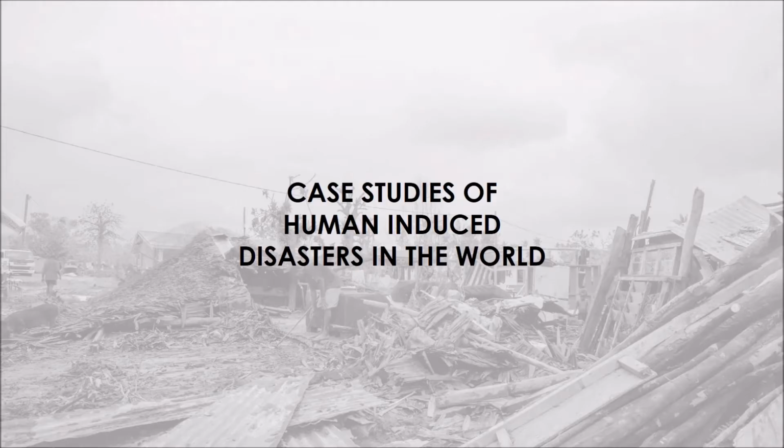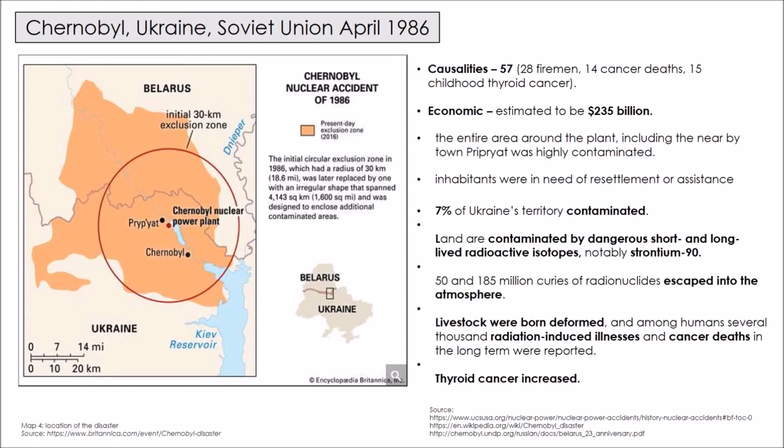Now let us understand some of the case studies of human-induced disasters in the world. Chernobyl in Soviet Union in 1986 is known for nuclear disaster. There were about 57 casualties.